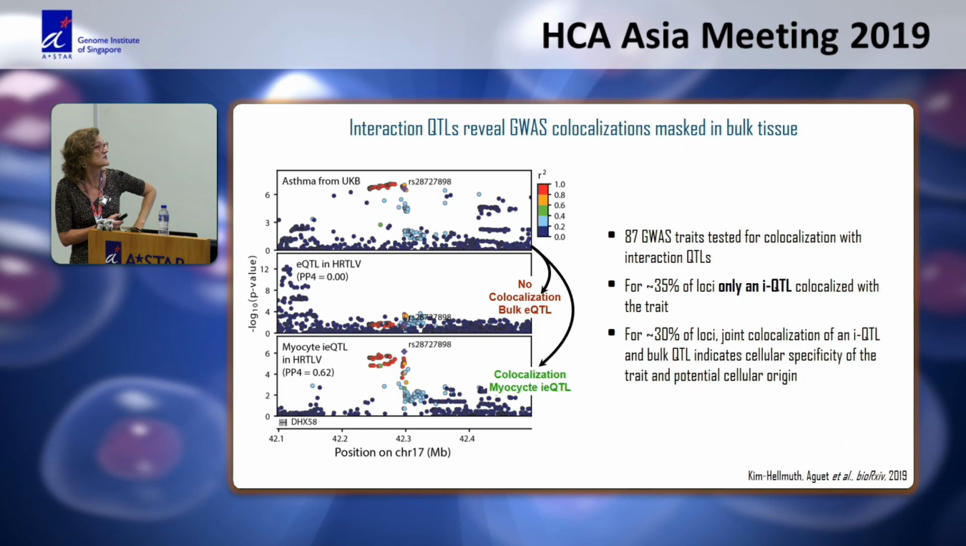And we found for these traits that over 35% of these loci are co-localized only with an interaction QTL. In addition, we found a further 30% of loci that showed joint co-localization, where we had both an interaction QTL co-localized and a bulk QTL co-localized, indicating the cellular specificity of that trait and potential cellular origin as well.